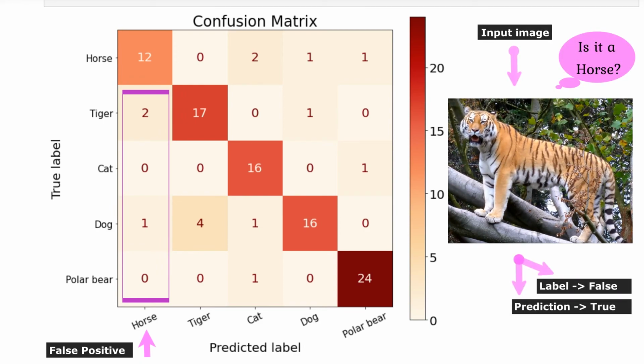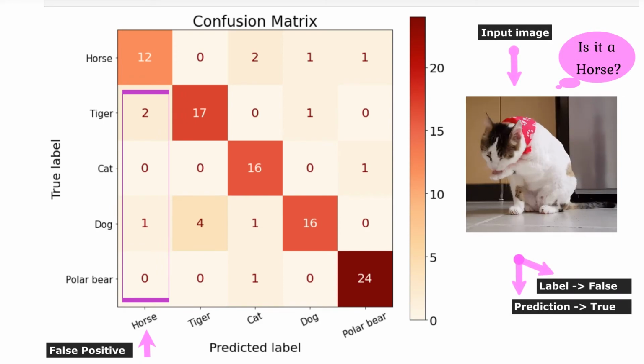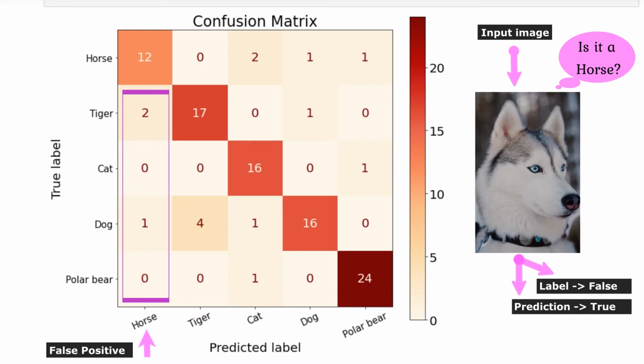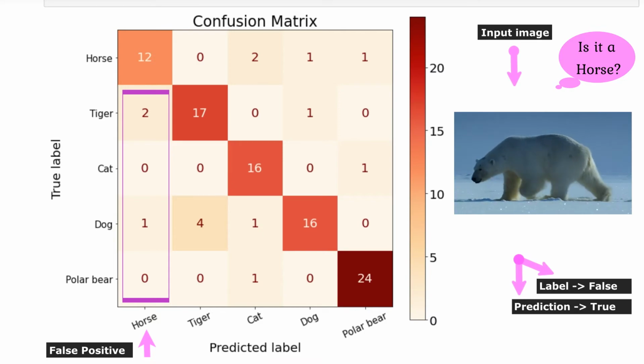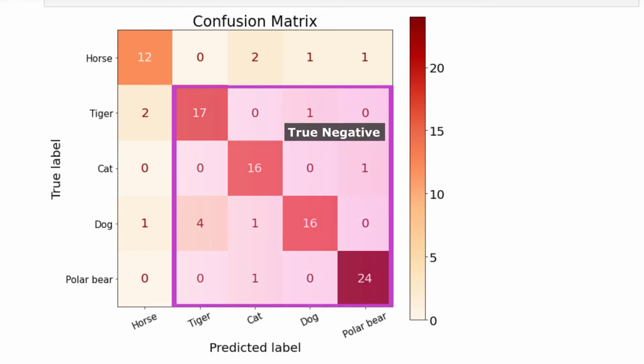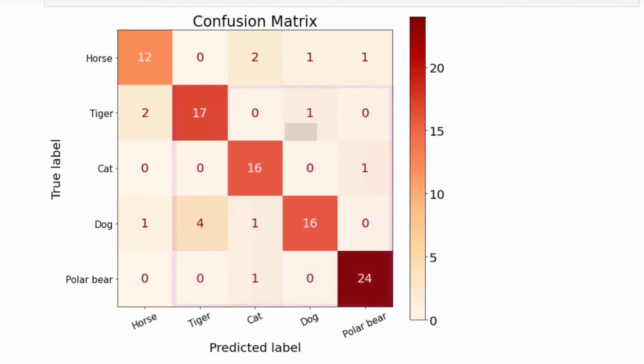False positive cases in this column represent the number of misclassified images that are actually false for this class, but predicted as true. For example, when our model sees other images than horse, consequently in these cells values must be 0, because horse can't be tiger, cat, dog or polar bear. But the model, for some cases, failed to recognize this condition. The rest of the area for the class horse is considered as true negative cases. The same analysis can be done for other classes: tiger, cat, dog, polar bear.